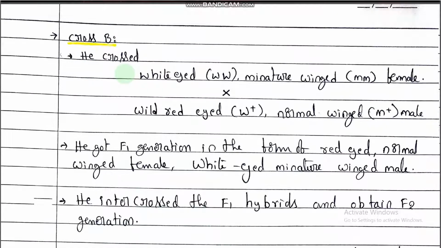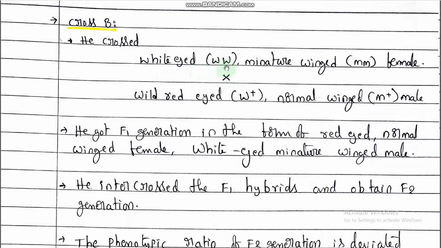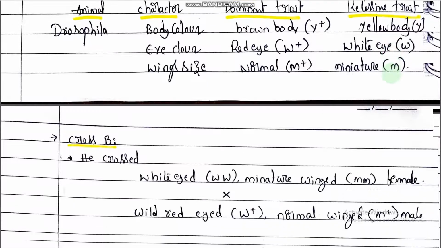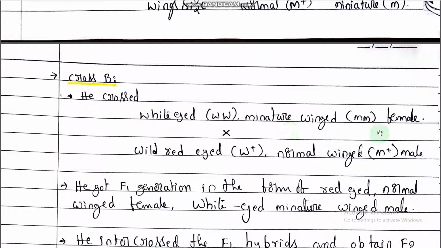So let us see cross B. In cross B, what had he taken? He crossed a white eyed miniature winged female, that is recessive, and a wild red eyed and normal winged male, that is dominant. Here we discussed wing size: normal is dominant, miniature is recessive; eye color: red eye is dominant, white eye is recessive. Earlier body color and eye color were taken. In this cross, eye color and wing size are taken.